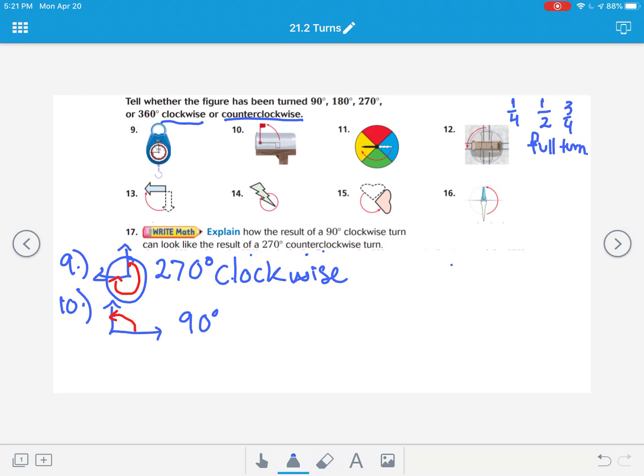And I notice that it's starting from the bottom and it's moving left. So that tells me that's counterclockwise because a clock moves from the right to the left. Counterclockwise would move from the left to the right. So this is counterclockwise.